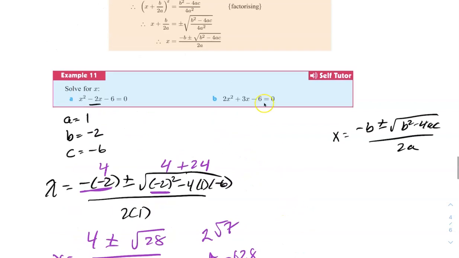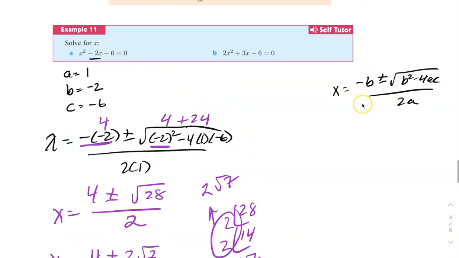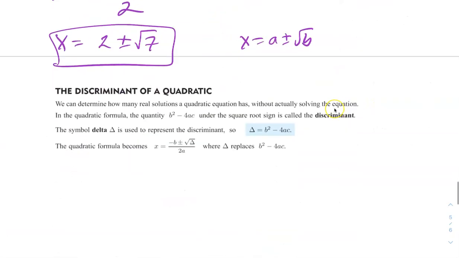Now we're going to skip the other example because it's more of the same. Quadratic formula is pretty straightforward. Set equal to 0 and plug it in, you got your answer. But let's talk about some of the consequences of it.